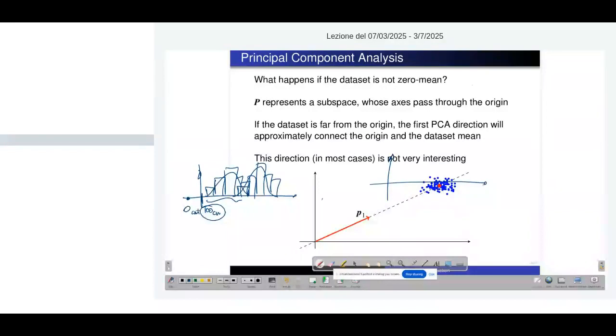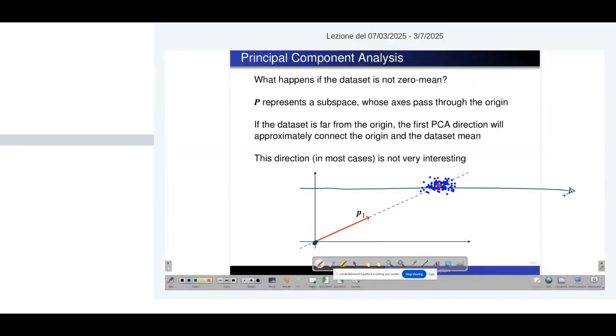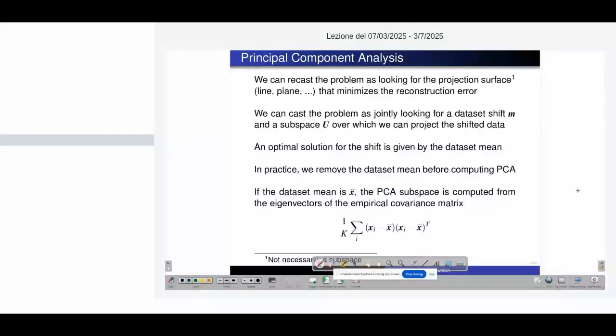So typically, the origin of the space is not particularly interesting, which means that we have no reason to decide that we want to have a subspace that should preserve the origin. We may say, okay, we don't care about the origin, let's look for a generic surface which allows us to avoid this, because in any case we don't care that it doesn't pass through the origin. Now this is a bit more complex. A possible way to do it is to look for a generic projection surface, which is not necessarily a subspace, but casting the problem is a bit more complex.